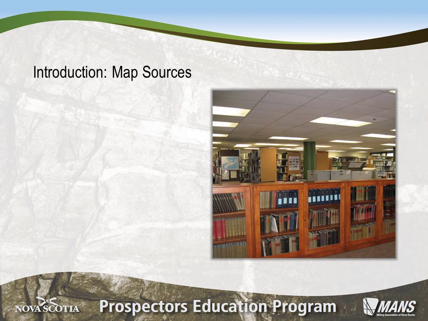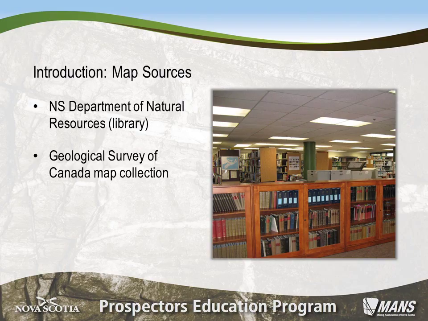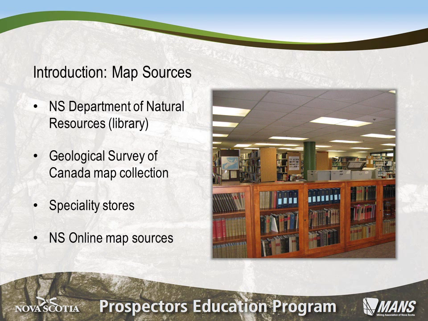Two agencies that host many of the maps you might want to access are the Nova Scotia Department of Natural Resources and the Geological Survey of Canada. The Department of Natural Resources Library is a primary contact point for accessing maps, and staff can often help you find the map you need. Topographic maps are sometimes available from outdoor specialty stores and from the Nova Scotia Government Online Map Store at a cost, but are easily downloaded for free from a government website. More information on accessing maps is available in the Accessing Information module.